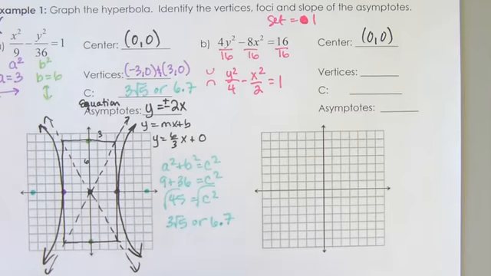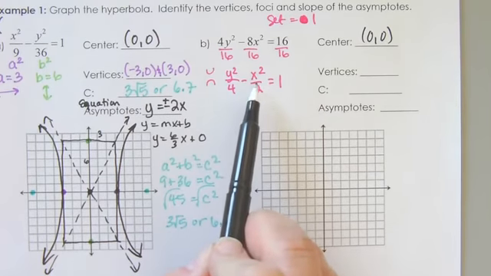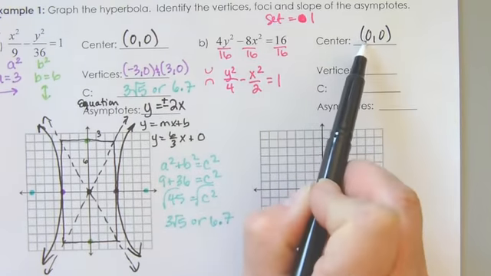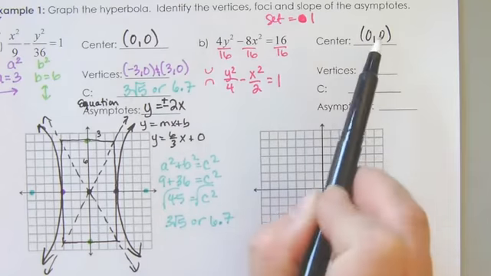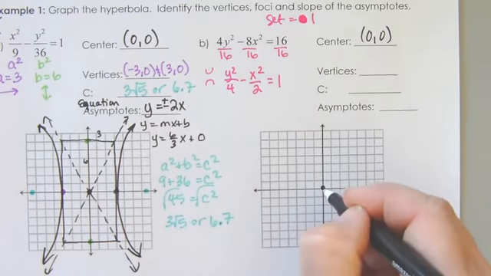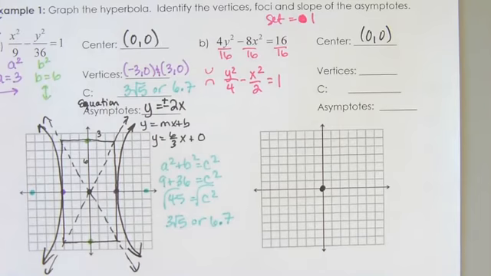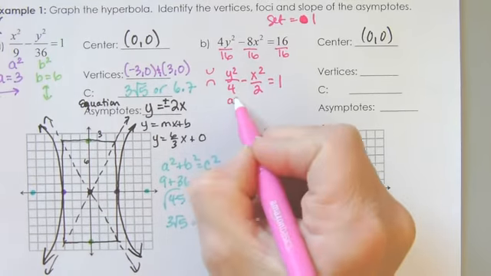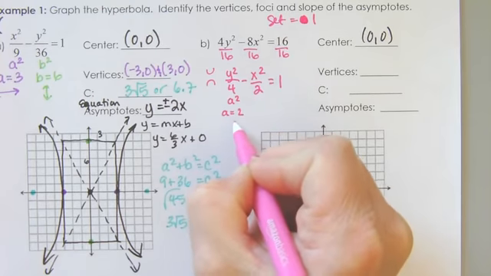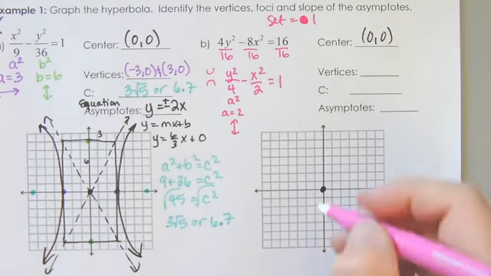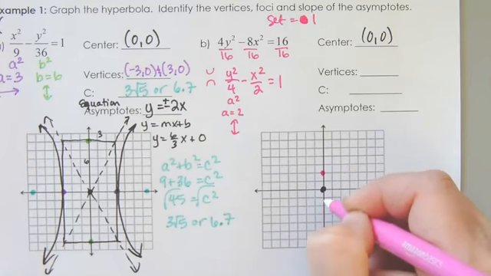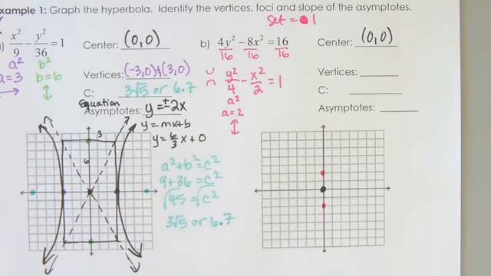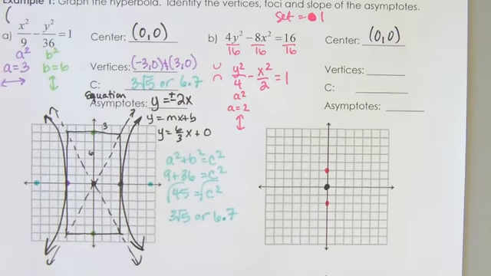If it would have been added, keep in mind the x was first. That number is going to correspond to your h value of your center. Whatever's with the y is with the k, so just be careful. So to find the vertices now, we're going to go up and down. So this is my a squared. A is equal to 2, so I'm going to go up and down 2 from here. So I'm going to go up 2, and I'm going to go down 2. Don't make the curves yet because we don't know how wide or narrow they're going to be.